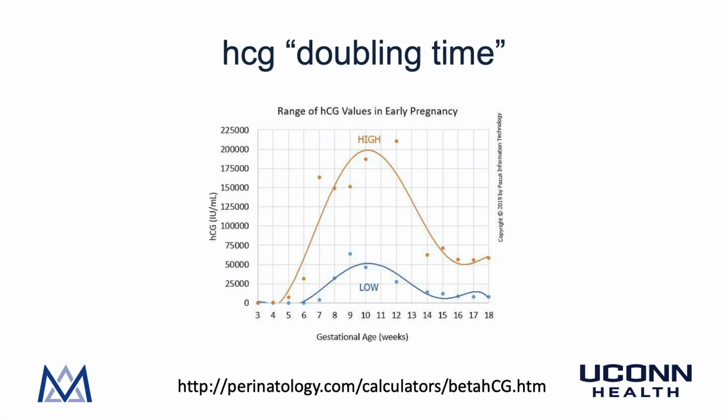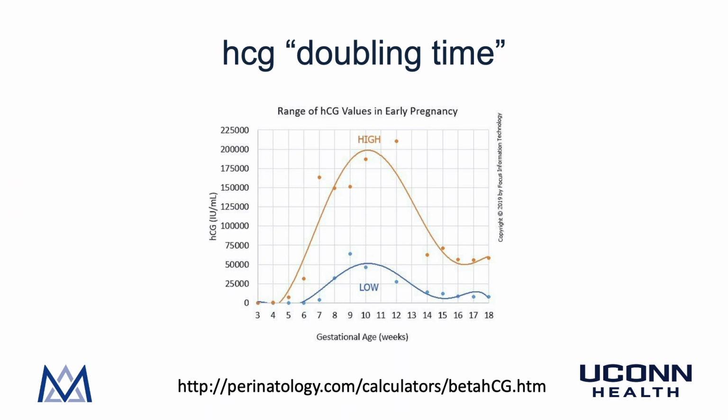Also important to understand is the concept of an Hcg doubling time. Looking at the graph here taken from perinatology.com, it's pretty easy to see that from about 5 weeks to 10 weeks, the serum Hcg level should double every 2 days. This lets you know about the viability of a pregnancy and gives some suggestion about its location.